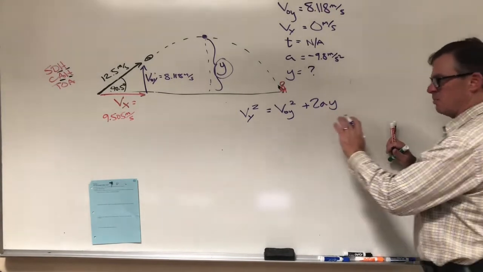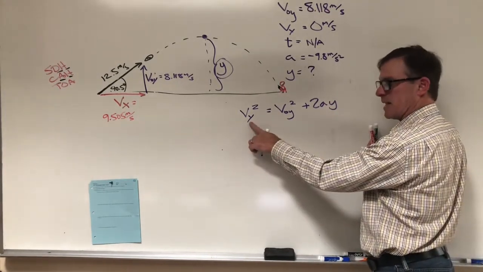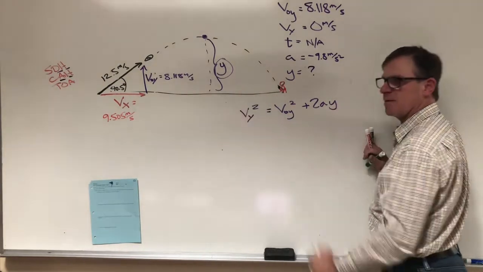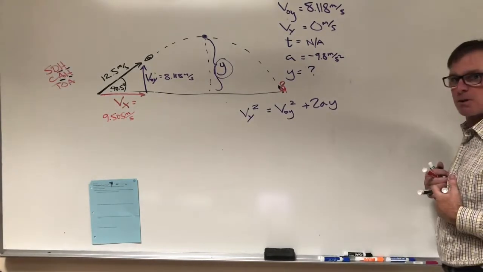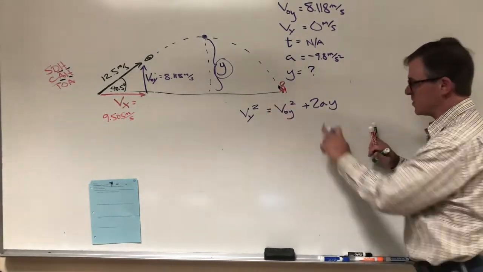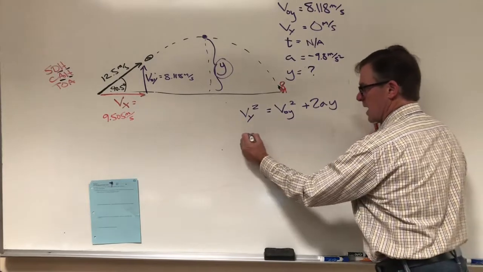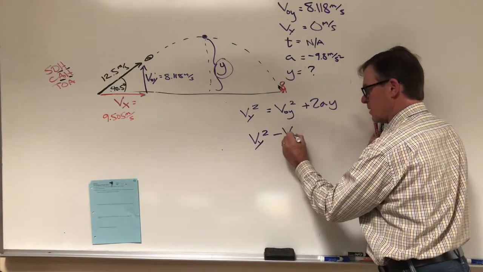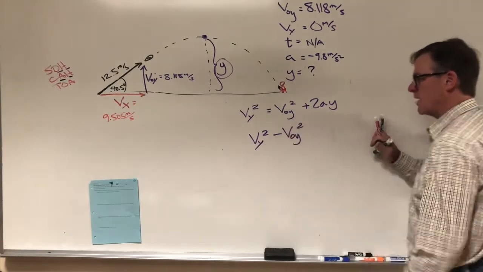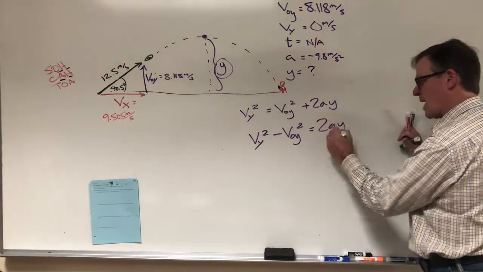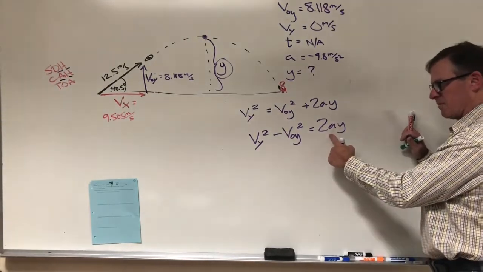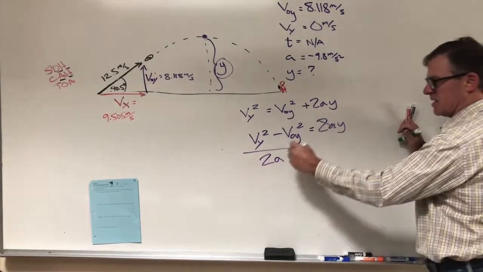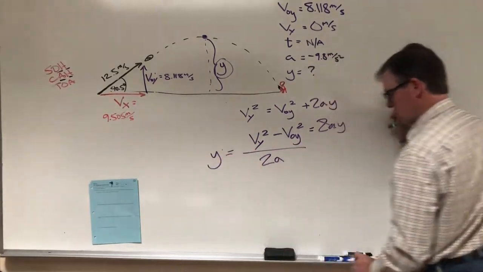Now, many of you want to cross that out right away and make it 0 because it is. But having 0 on one side can make the algebra more difficult for a lot of people, including me. So let me cross it out after I solve for y. I subtract this from both sides and get vy squared minus v naught y squared equals 2ay. Now I divide by 2a, and when I do, I get y equals this. So let's go ahead and do that.